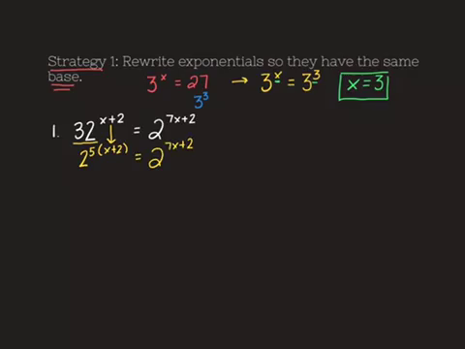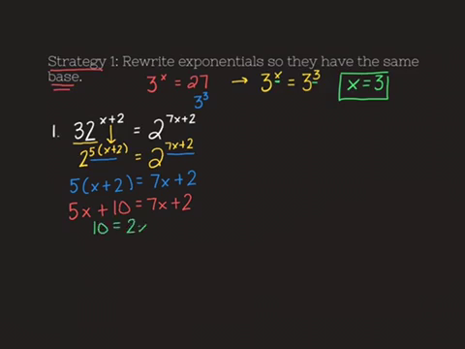Now that my bases are the same, I know that these exponents have to be the same. So 5 times x plus 2 has to be equal to 7x plus 2. I'm going to distribute, so 5x plus 10 is equal to 7x plus 2. And then we'll start solving. I'm going to move the 5x over. So 10 is equal to 2x plus 2. I'll move that 2 over. 8 is equal to 2x. So if we divide both sides, we get x is equal to 4.